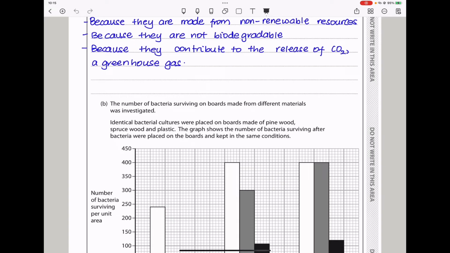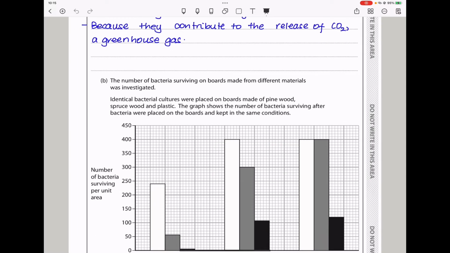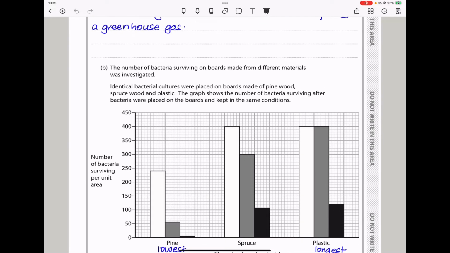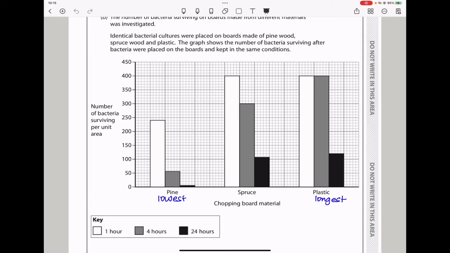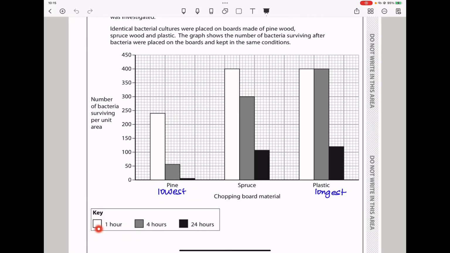In part B, the number of bacteria surviving on boards made from different materials was investigated. Identical bacterial cells were placed on boards made of pine wood, spruce wood, and plastic. The graph shows the number of bacteria surviving after bacteria were placed on the boards and kept in the same conditions. So we can see this is 1 hour, and that is 4 hours and 24 hours.